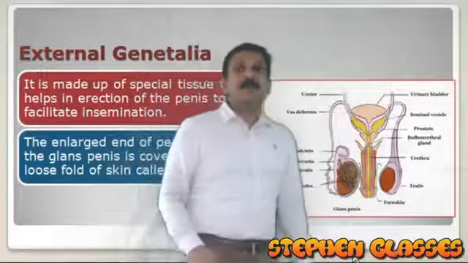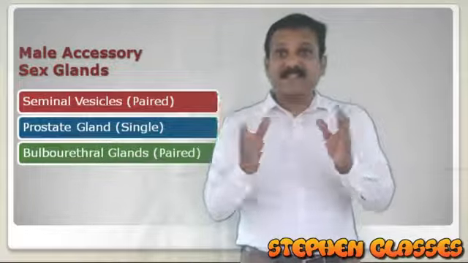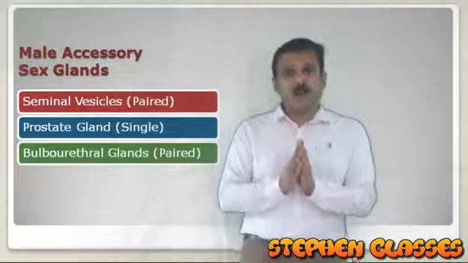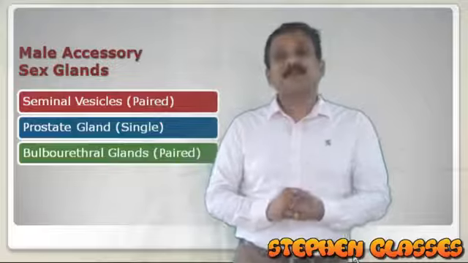So we have the next topic here, the male accessory sex glands. Under this male reproductive system, we have already covered a pair of testes.